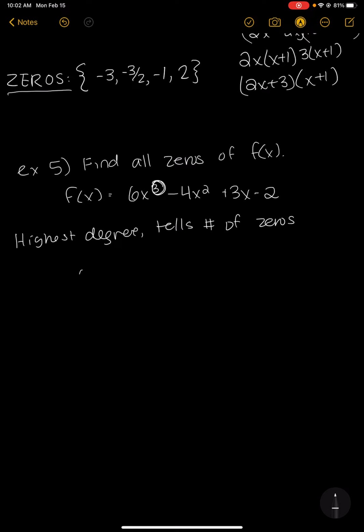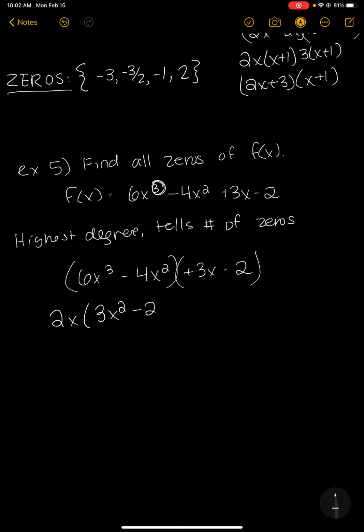All right, so I've got a four-term polynomial, which means that I do want to attempt to factor it by grouping. So 6x cubed minus 4x squared, if I take out a 2x squared, and 3x minus 2, I take out a 1, 3x minus 2. Oh, I messed up here, I take out a squared, sorry.